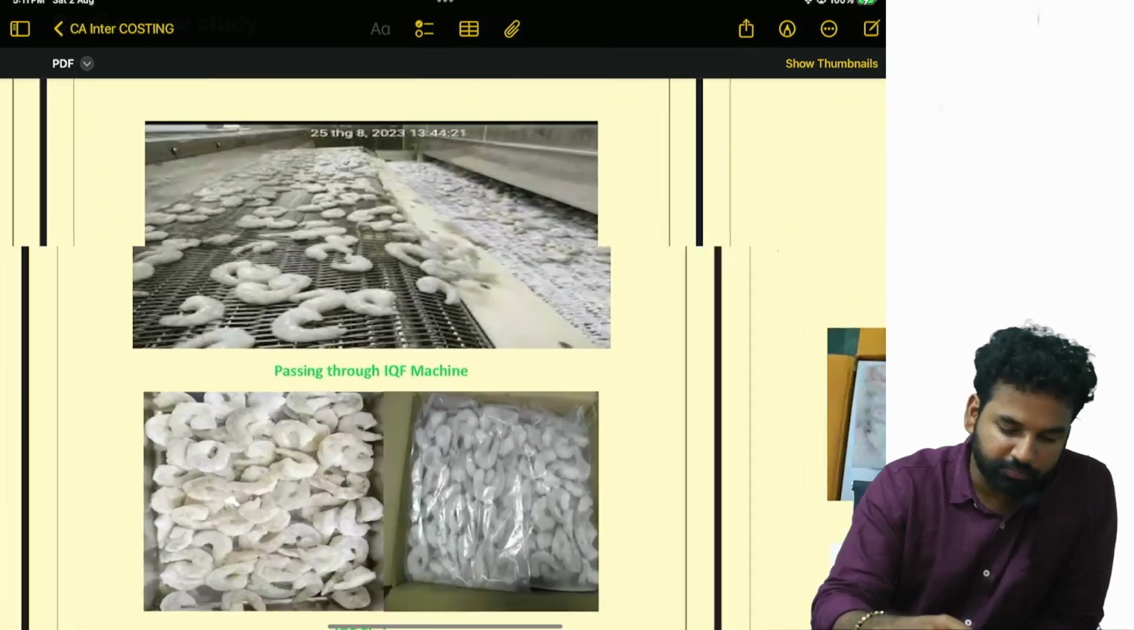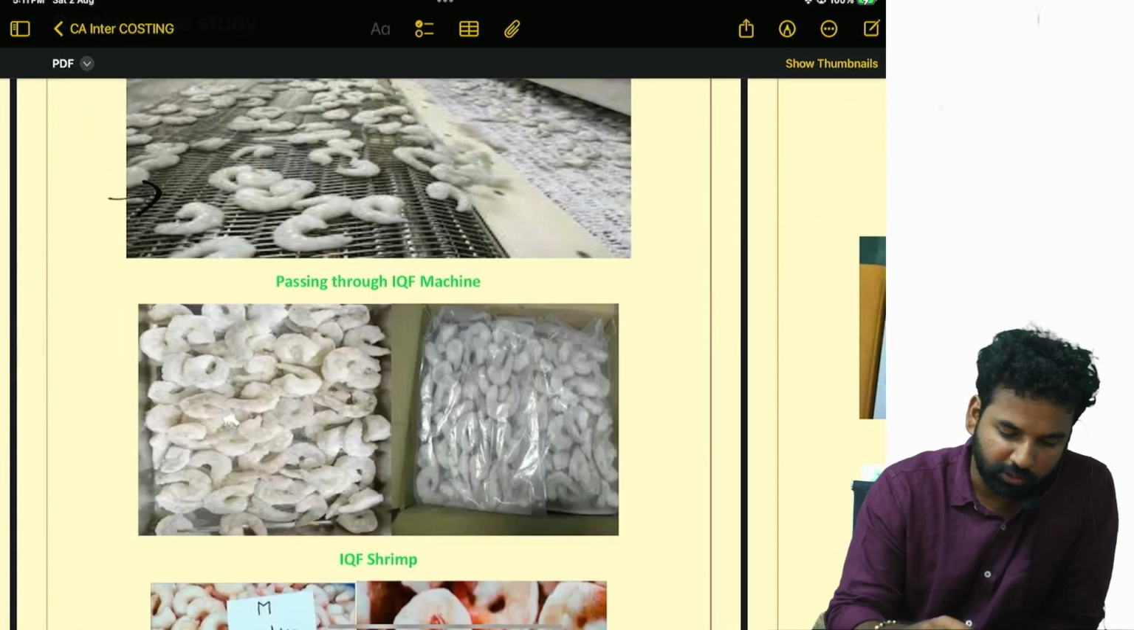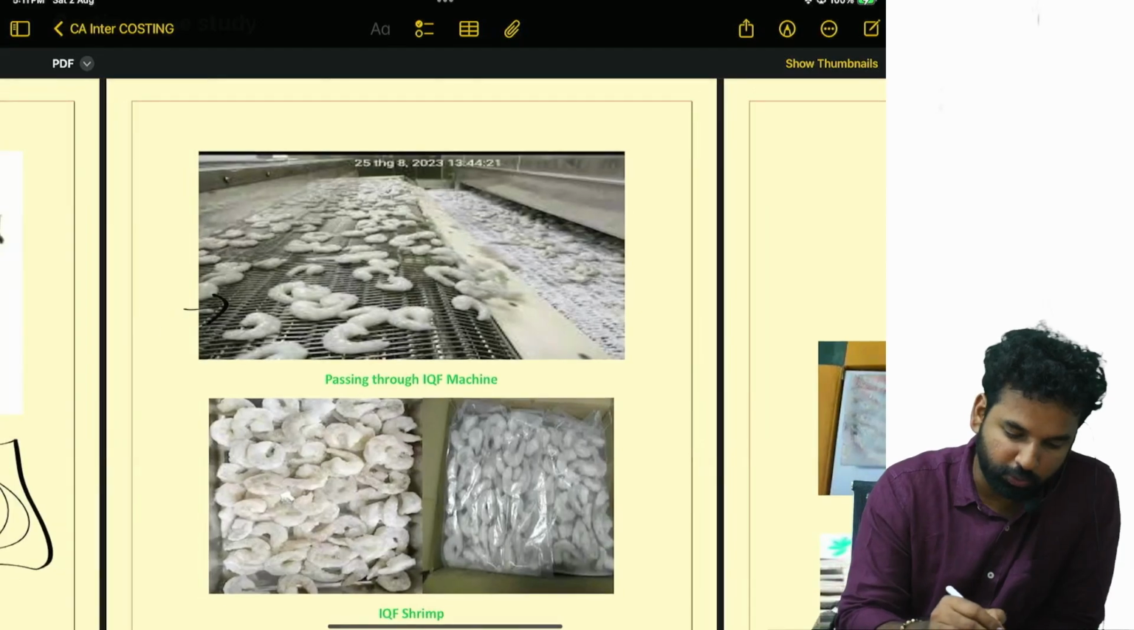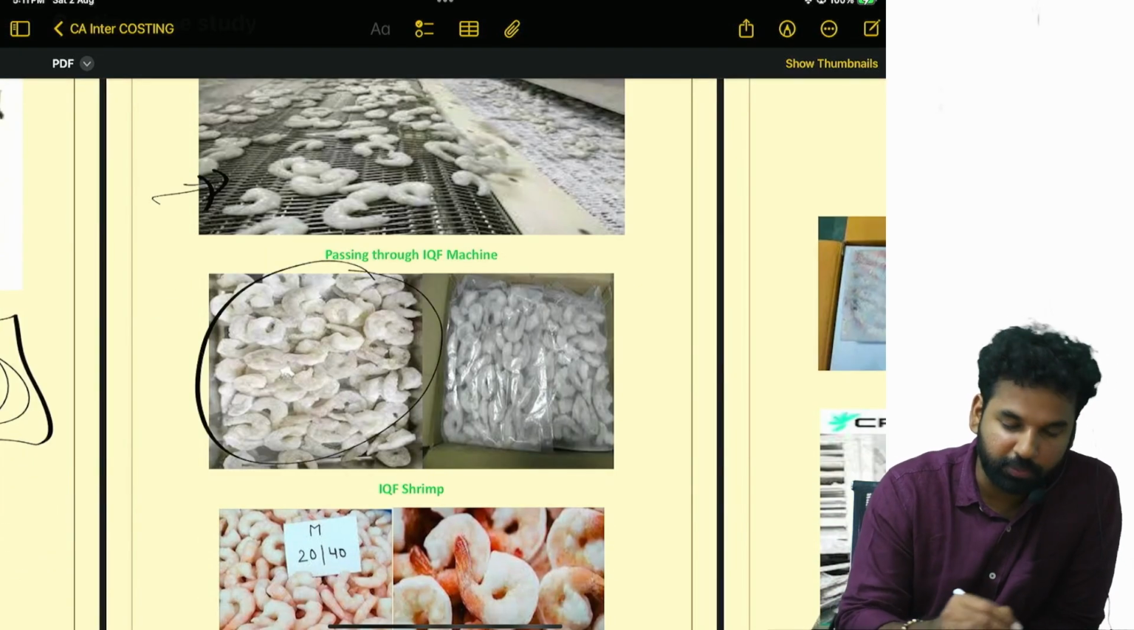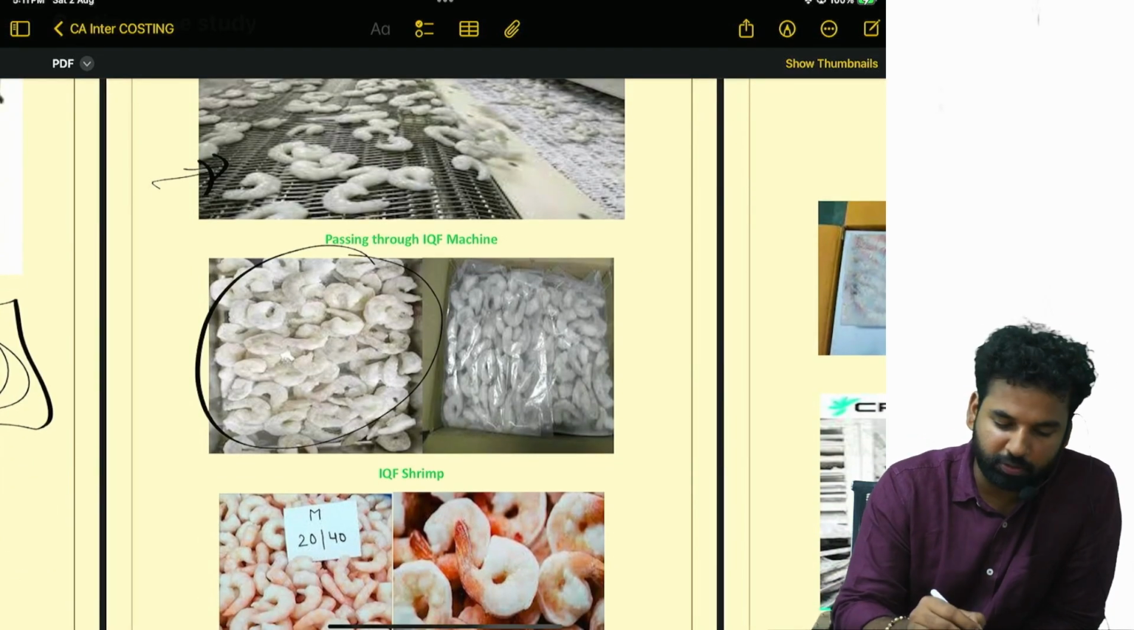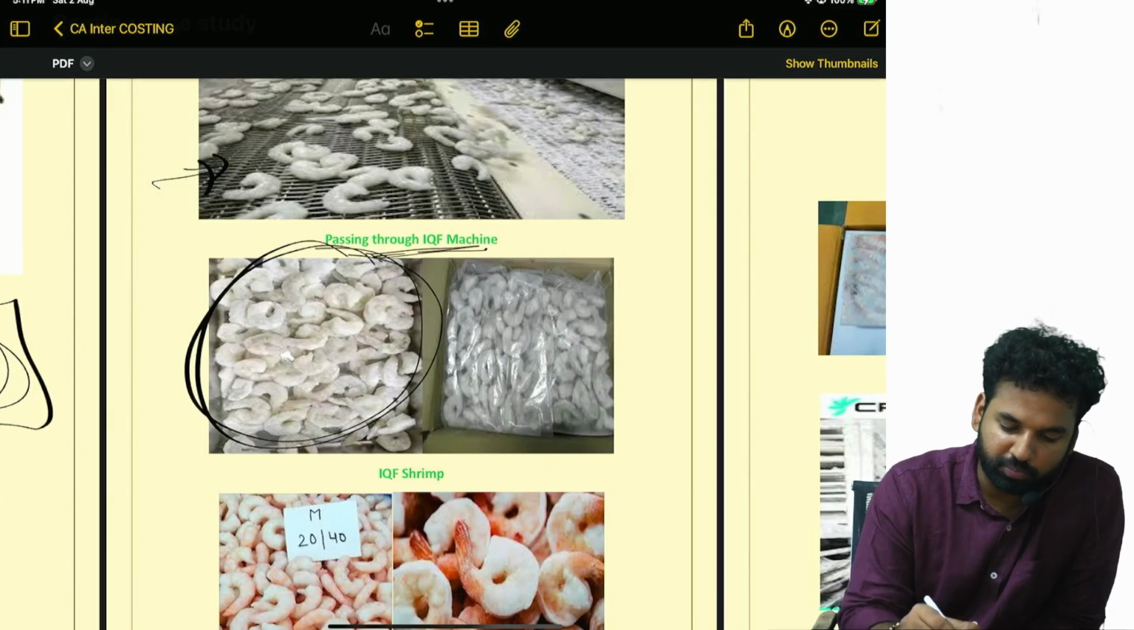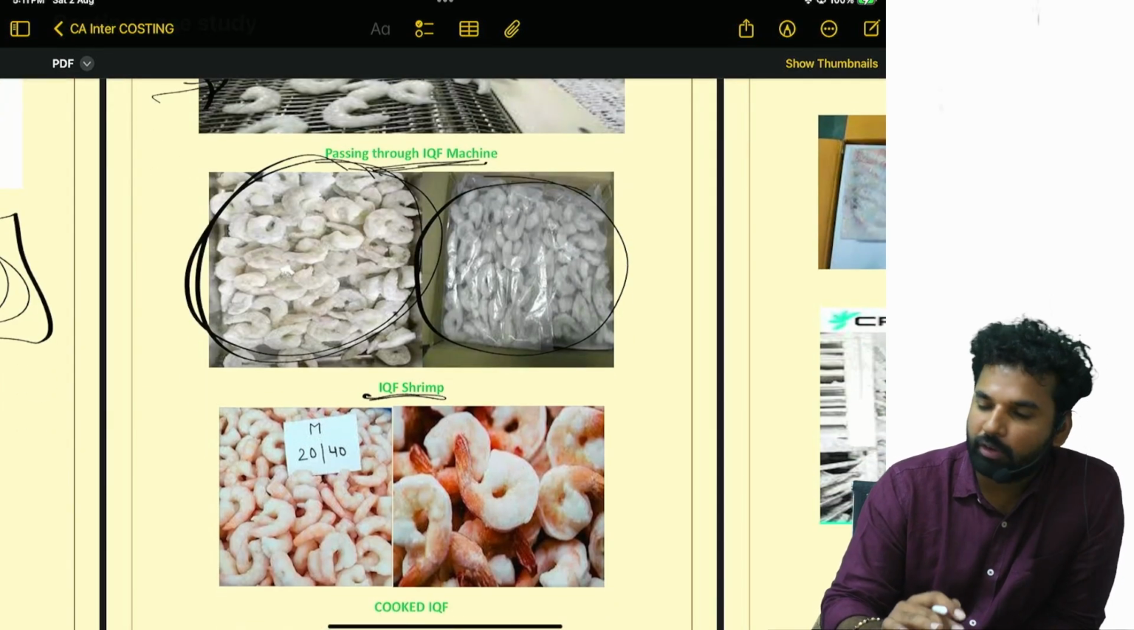So see here, it is an input. Right, this is output. Likewise it will be. So after coming out from the machine, it will be like this. So passing through the IQF machine, now IQF input, it will be packed in this.